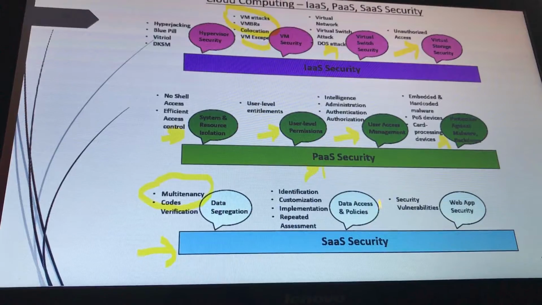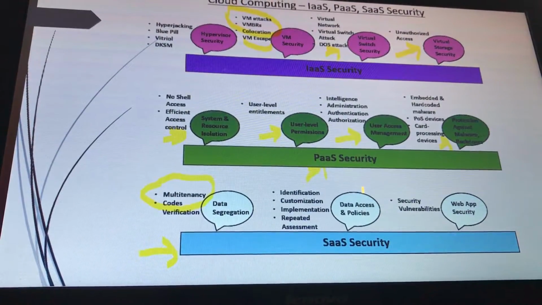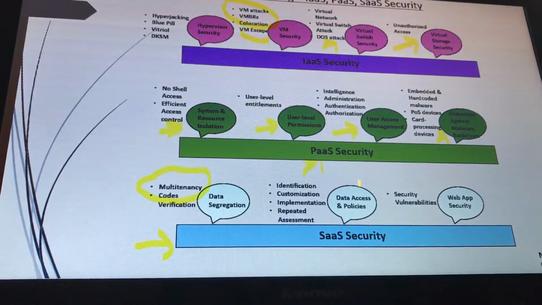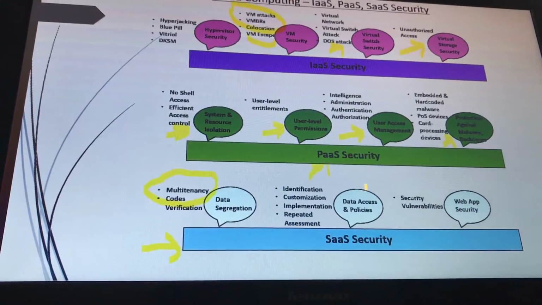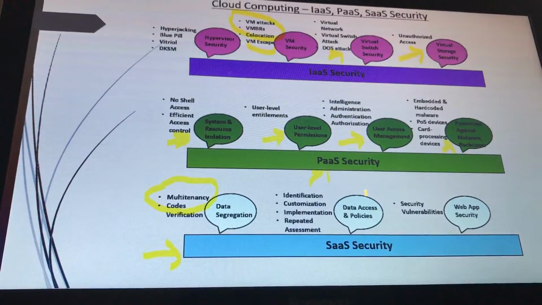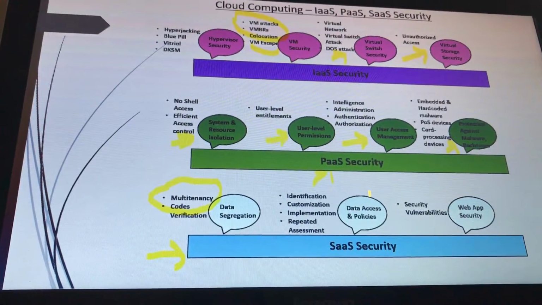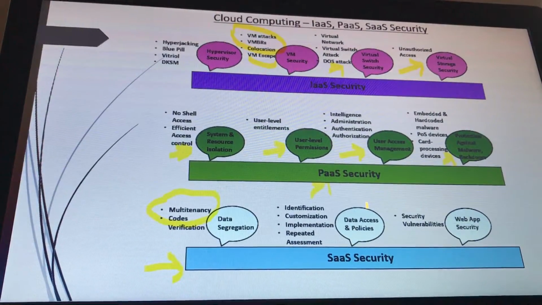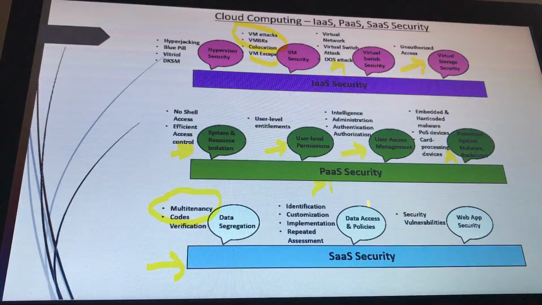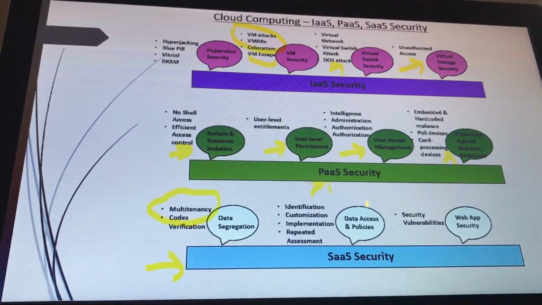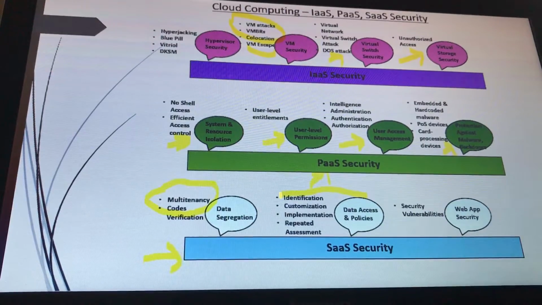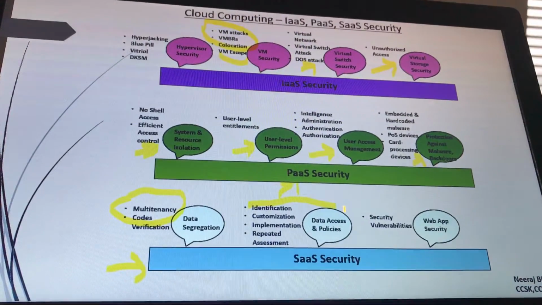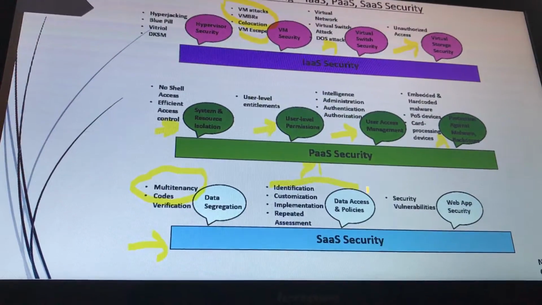Then we have data access policies, where data is accessed when allowing and reviewing access to customer data. The approach begins with the correct identification, customization, implementation, and repeated assessments. So the cloud must adhere to these security policies to avoid intrusion or unauthorized users viewing or accessing data. So with data access and policies, what data is being accessed and what policies are implemented as per the users. We need to make sure that the cloud adheres to these security policies.